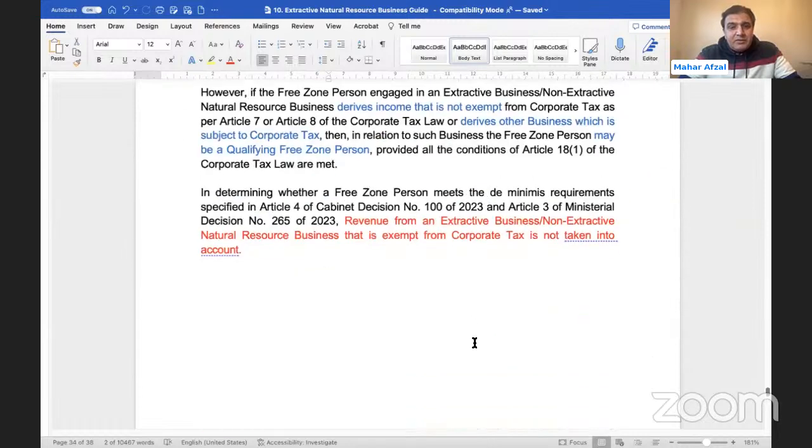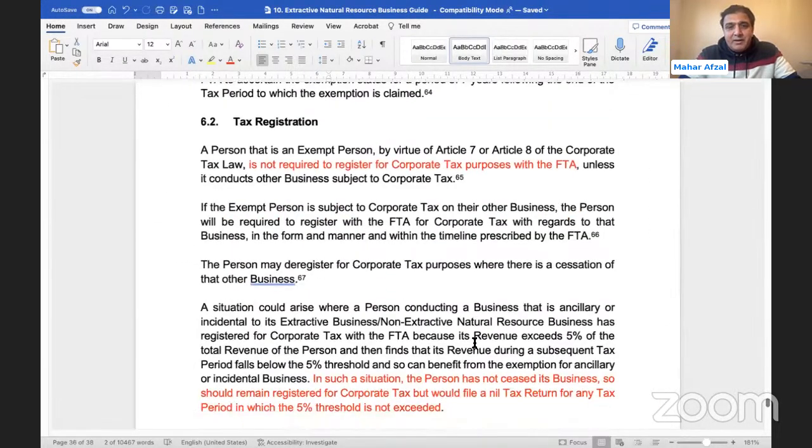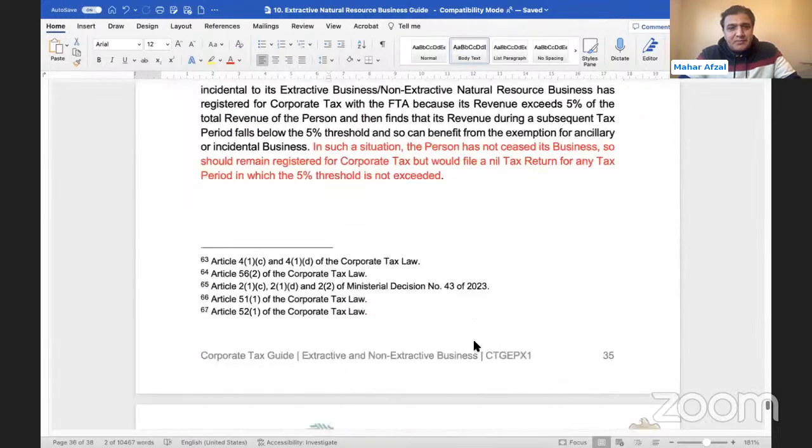I think that we discussed that. Compliance requirement: you need to maintain the records. The other business needs to apply for registration. These are very basic things.